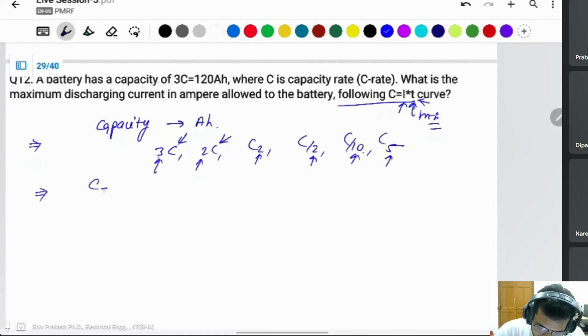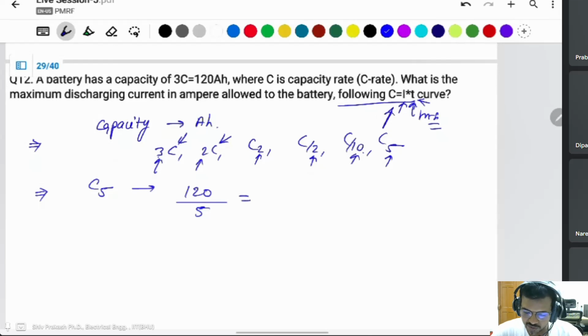Suppose there is a C5 notation. That means the battery will be fully discharged within 5 hours. Then what is the current rating? You can calculate it. Suppose the capacity is the same, 120 Ah. I will take 120 Ah divided by 5. It will discharge totally in 5 hours.